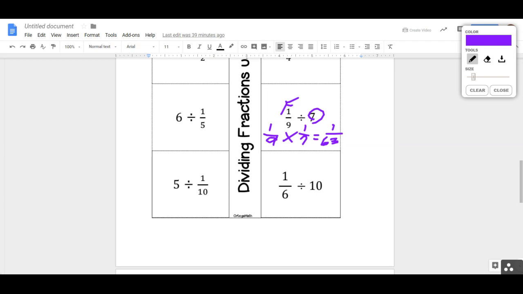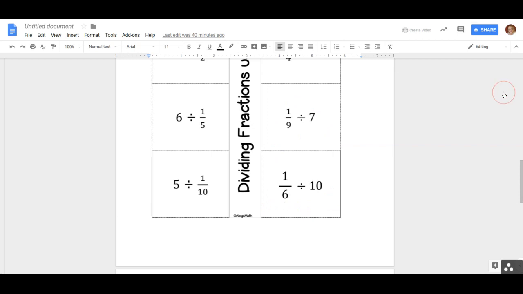Pause this and solve the last one by yourself. When you're finished, come back and let's see what you did. Fraction stays, so I'm going to keep, flip, change. 1 times 1 is 1. 6 times 10 is 60. So 1/6 divided by 10 is 1/60.